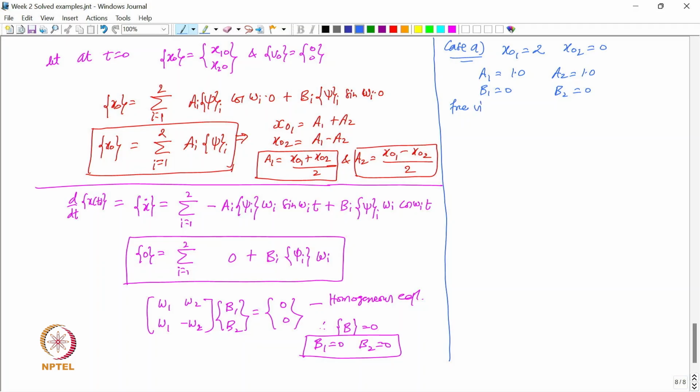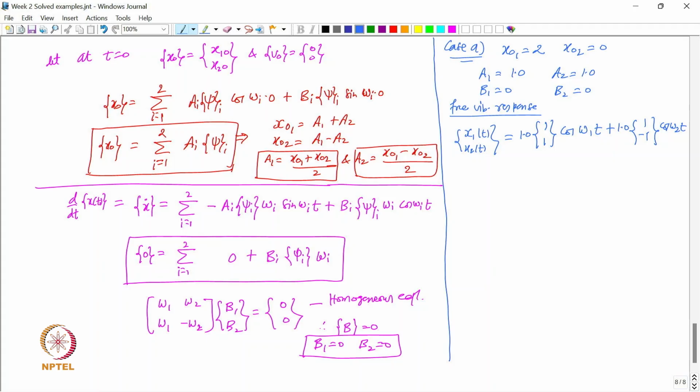So, what is the free vibration response? Therefore, the free vibration response would be x1(t), x2(t). So, A1 is 1 and then the eigenvector psi 1, that is [1 1] and then cos omega 1 t, correct, plus A2 which is 1 and then you have the second eigenvector [1 -1] and cos omega 2 t. Sine terms are anyway 0 because coefficients B1 and B2 are 0.